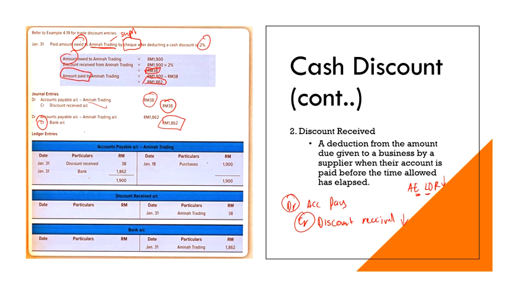So bila kita bayar, maksudnya dah fully paid, our liability kita pun berkurang. Bila liability kita berkurang, kita akan debit kan kita punya liability tu. So that's why kita debit account payable 1862. So samalah, you pun lepas dah buat journal entry, kita buka ledger entry lah. Okay, cuba fahamkan dulu.